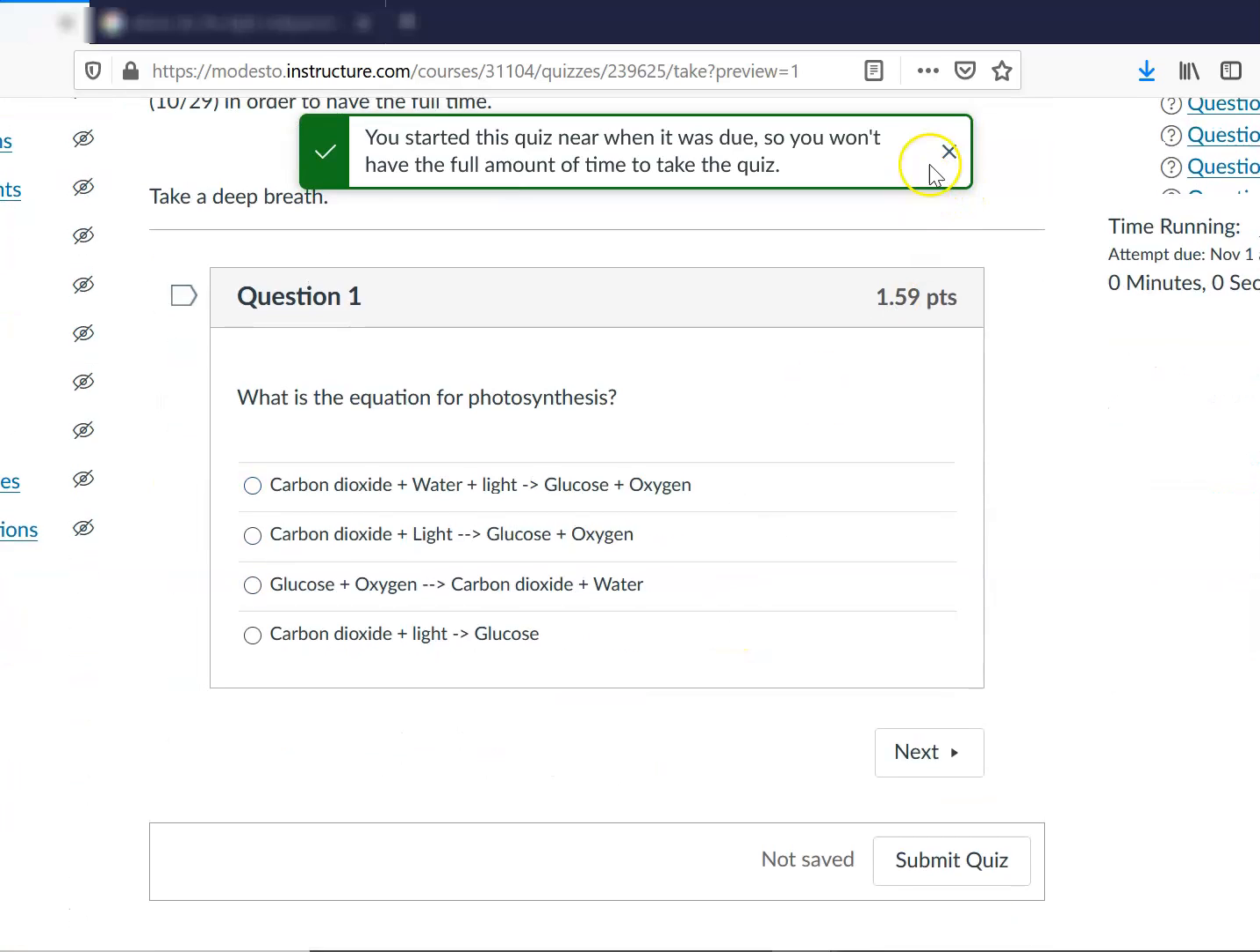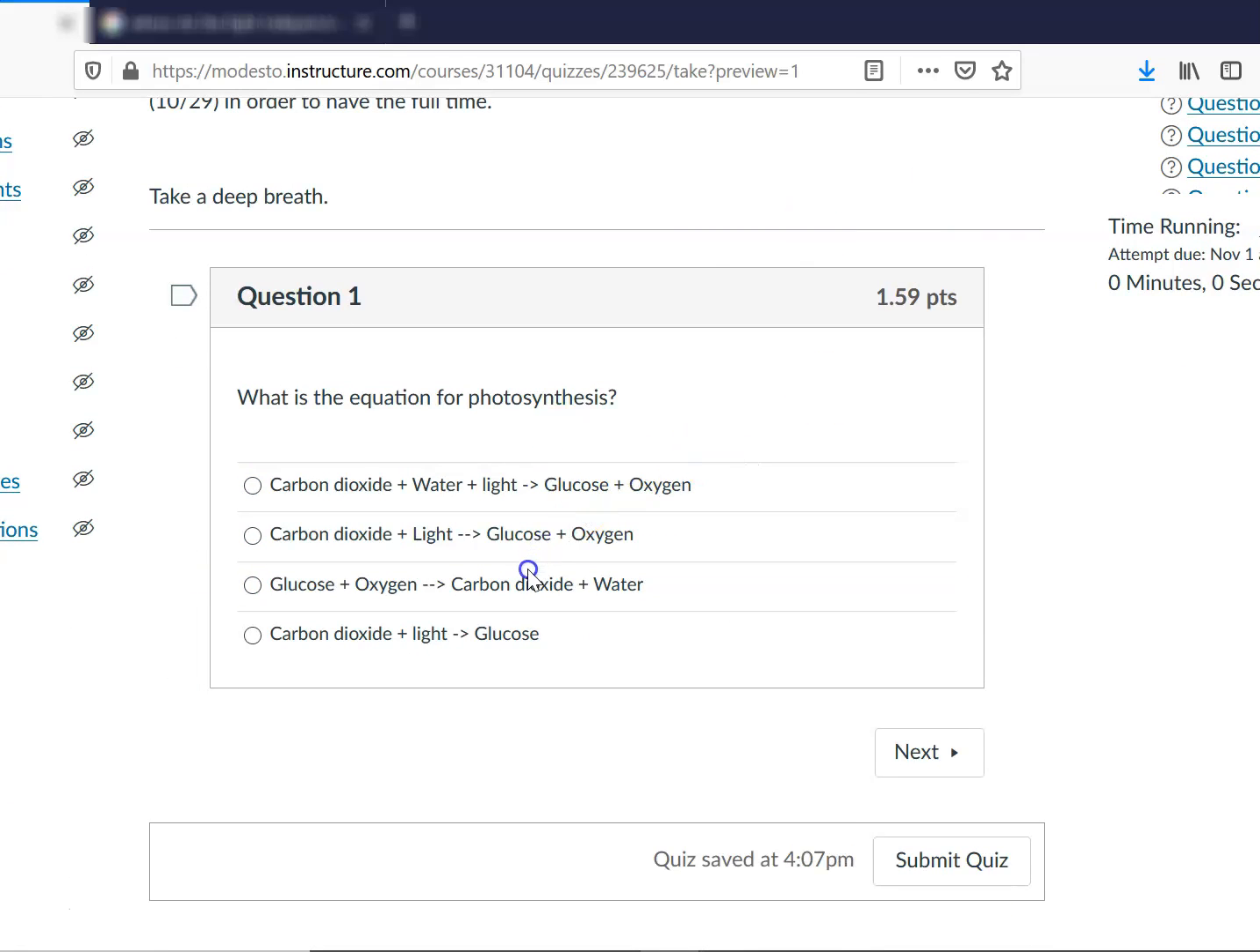Okay, what is the equation for photosynthesis? Well, what are we doing in photosynthesis? We're making glucose, right? So glucose needs to be on the right side of our equation here, so we can eliminate this answer. This is not the right answer. Let's see. Also, water is involved. Remember, we need to have water there so that we can replace that electron that we split off during the light-dependent reactions. It's almost the right answer, but not quite. This is the most complete answer: carbon dioxide plus water plus light yields glucose and oxygen.